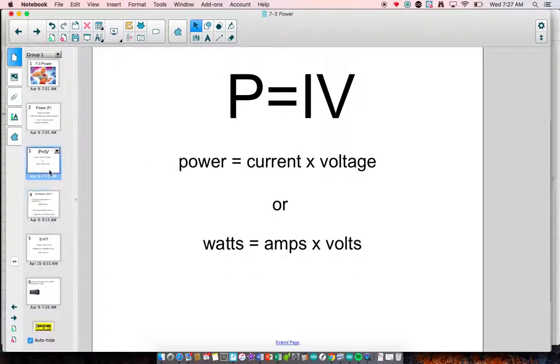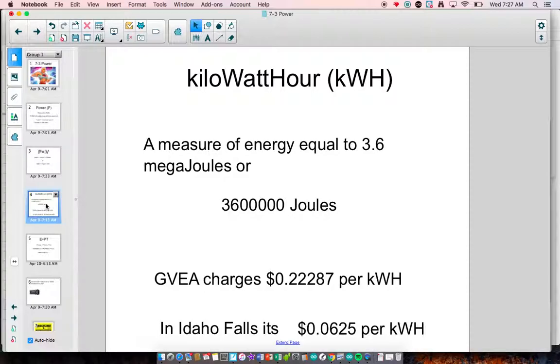So then what is a kilowatt hour? Because a power company charges by these units called kilowatt hours. Essentially, it is energy. A watt was energy per second. A kilowatt hour is just energy. It's a measure of 3.6 megajoules, or 3.6 million joules, is basically what it is.